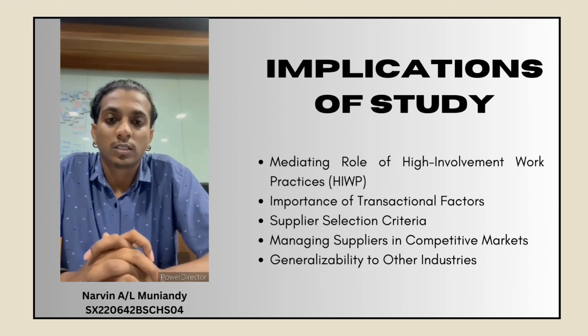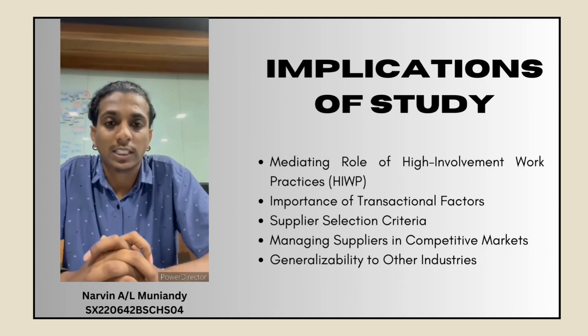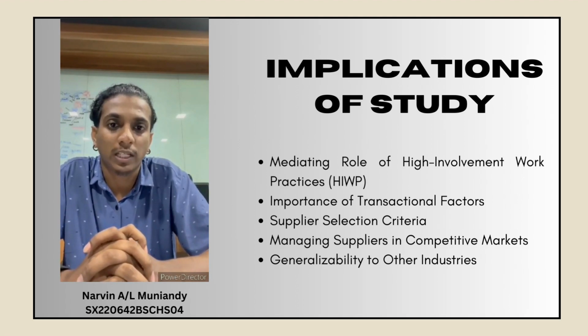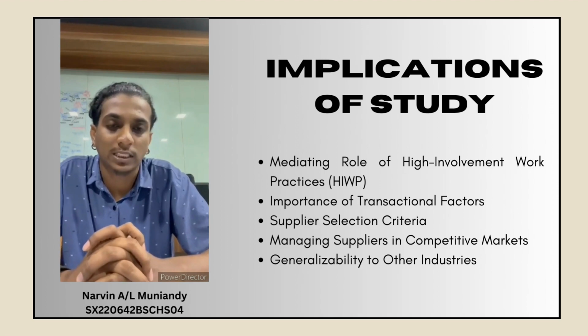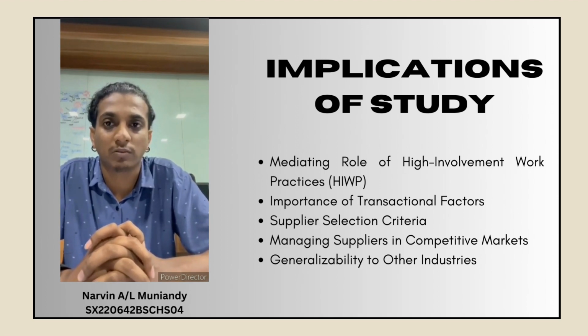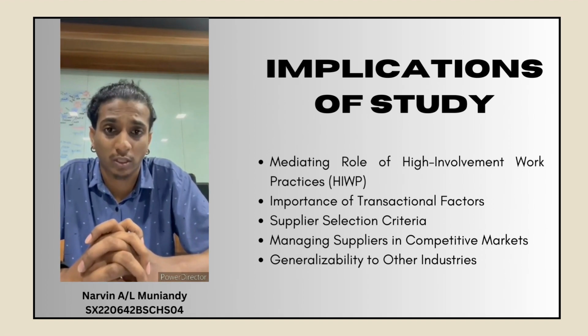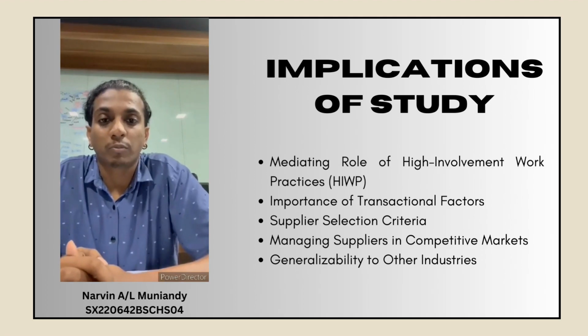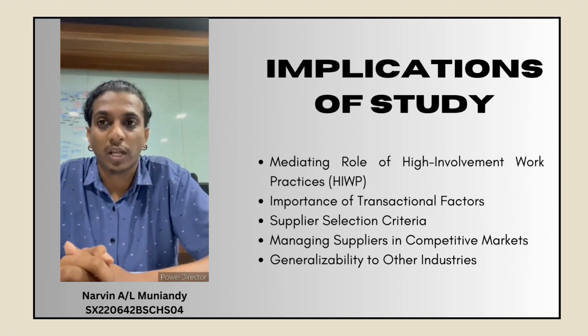The third implication of the study is supplier selection criteria. The findings of the study suggest organizations prioritize delivery, flexibility, and quality when selecting suppliers. This implies that companies place a higher emphasis on timely delivery, adaptability to changing demand, and maintaining high product or service standards. The fourth implication of the study is managing suppliers in a competitive market.